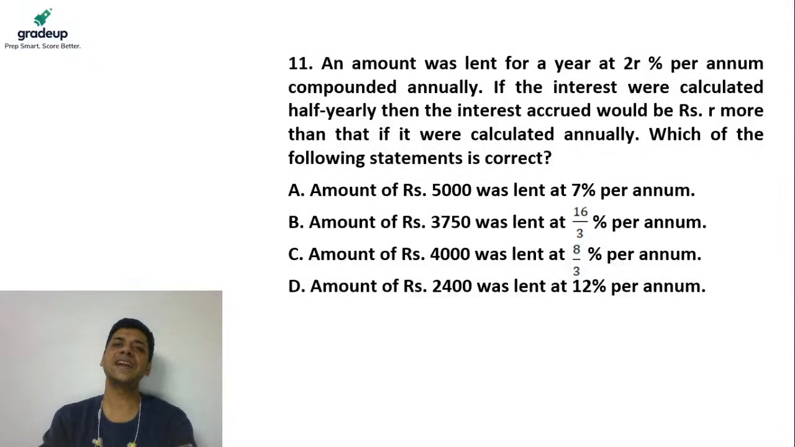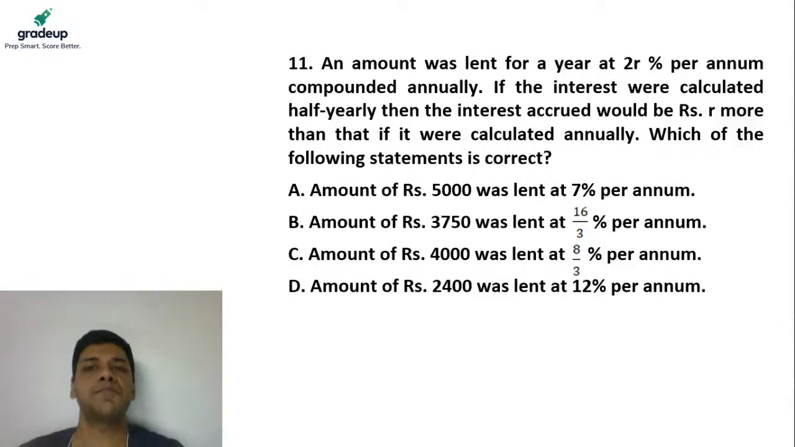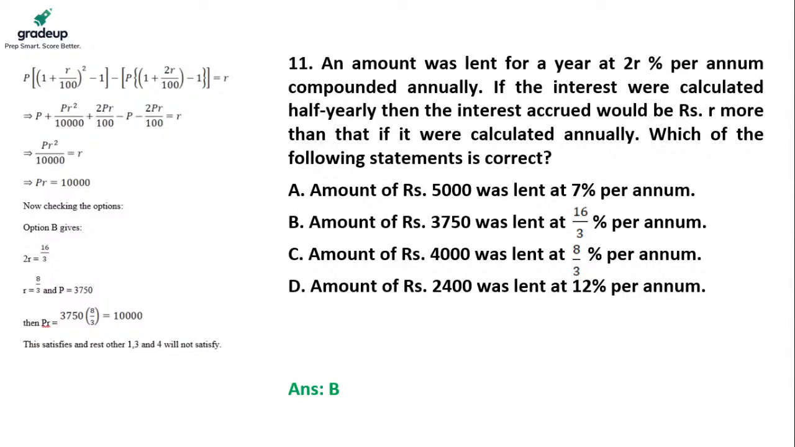An amount was lent for a year at 2R percent per annum compounded annually. If the interest were calculated half yearly, then the interest accrued would be R rupees more. Which of the following statements is correct? Okay, so my answer is B. I will just tell you the solution, and you can go through it.